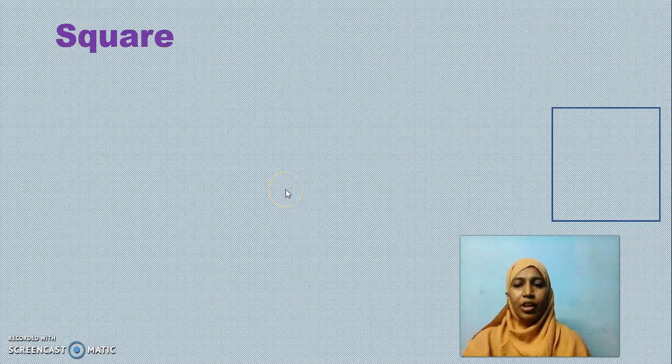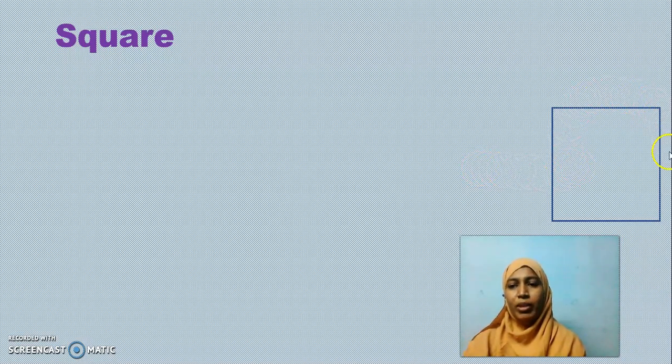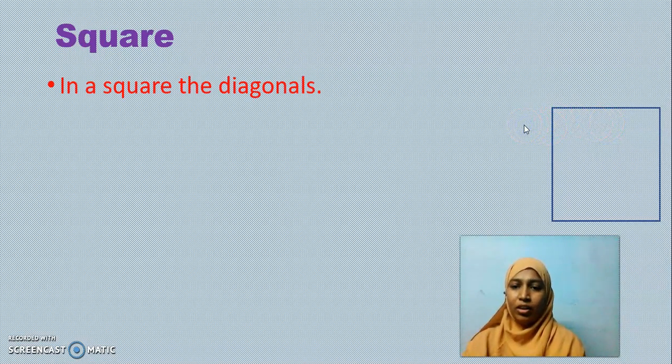Hi children, in the previous video we learned the shapes rhombus and rectangle, and now we are going to discuss the square. We all know the basic things of the square. All four sides are equal, all four angles are equal, and all four angles are 90 degrees. Apart from that, we are going to discuss the diagonals.